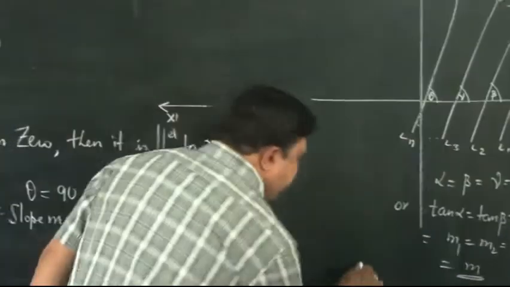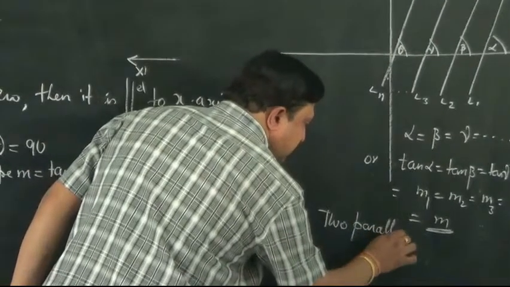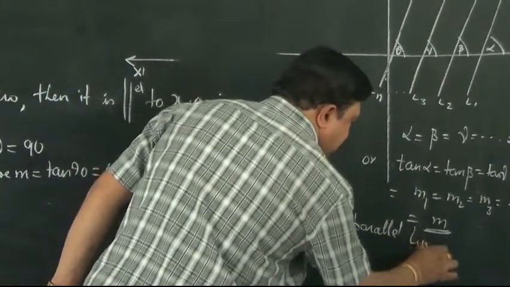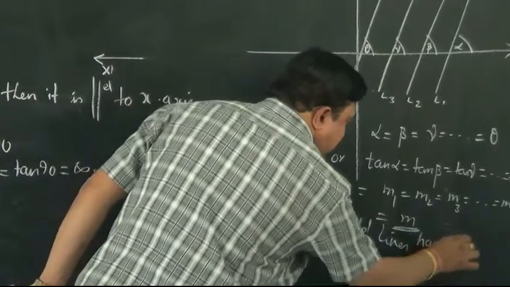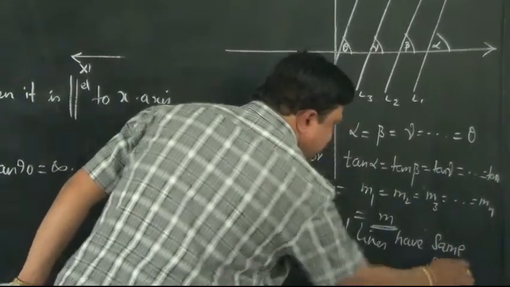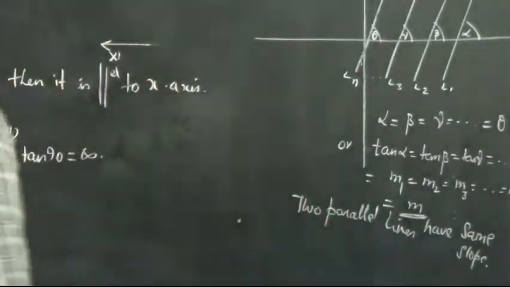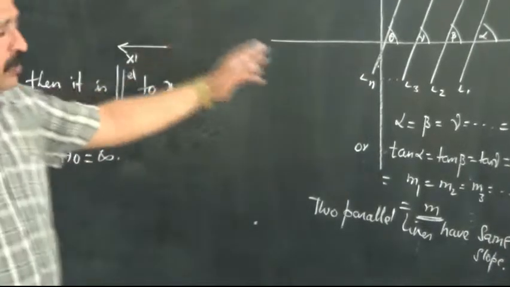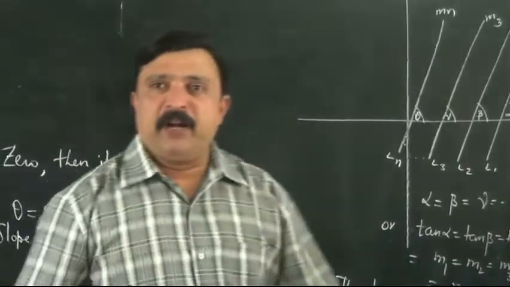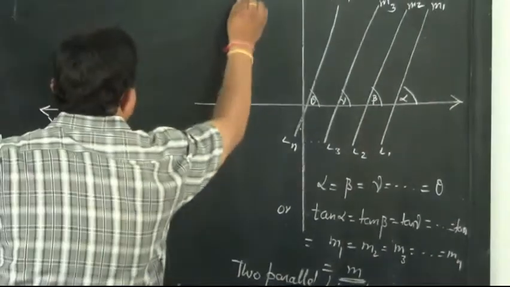Or I write: two parallel lines have the same slope or equal slope. Or if two lines have the same slope, then they are bound to be parallel to one another. And this is called the phenomenon of parallelism of lines. Okay, this is about point 3.